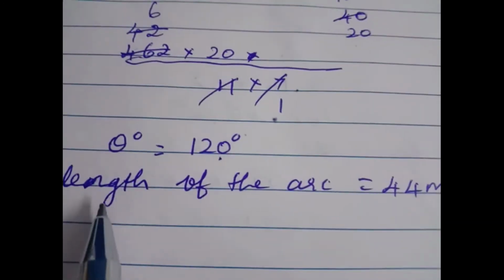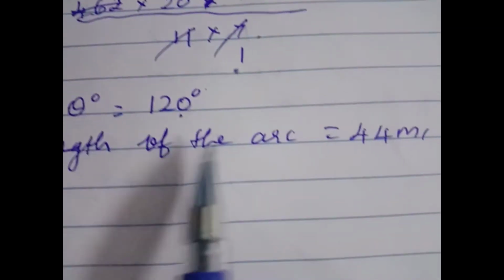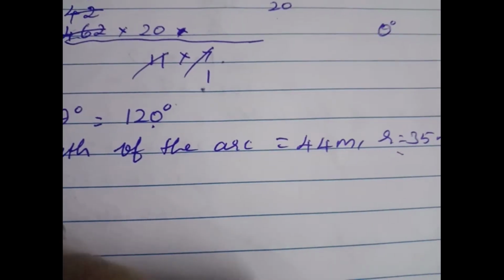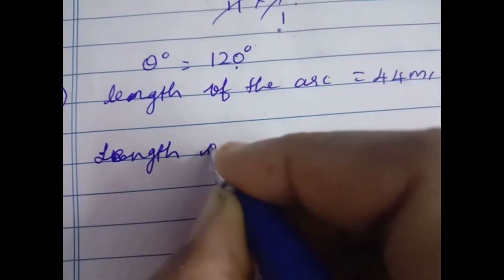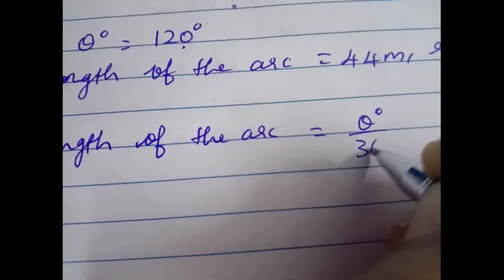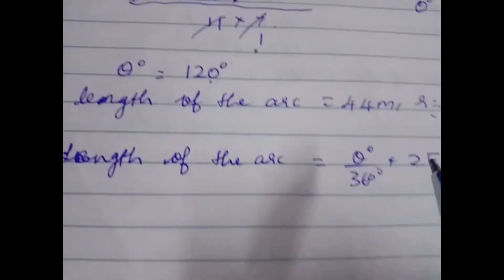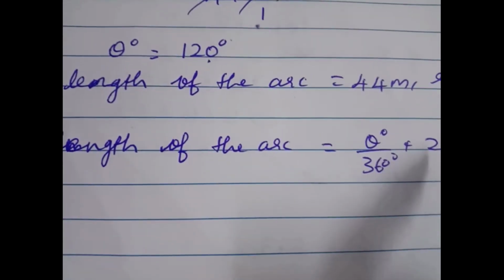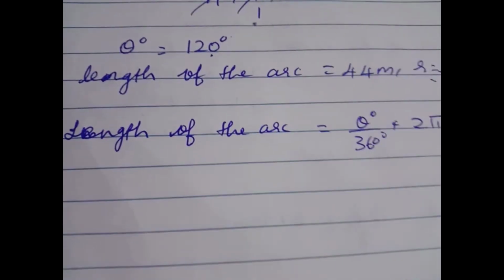Next one is find the central angle of the sector, but they given the length of the arc is equal to 44 and r is equal to 35. So to find the central angle, use the length of the arc. Length of the arc is theta by 360 into 2 pi r. Remaining thing, do as the homework. Substitute the value of the pi and r and find out the theta value. Next we move to the next question.